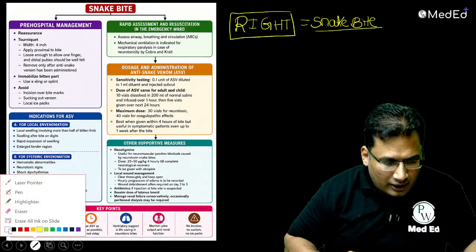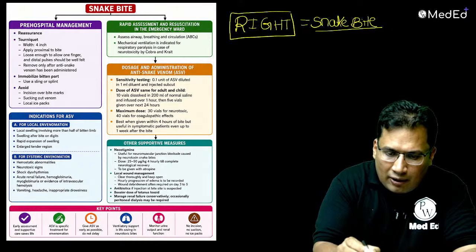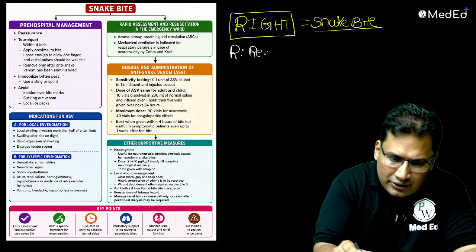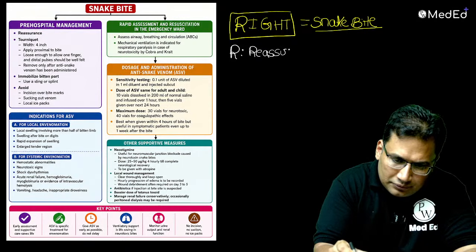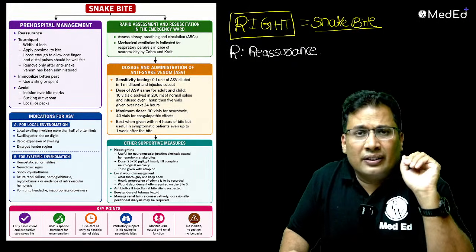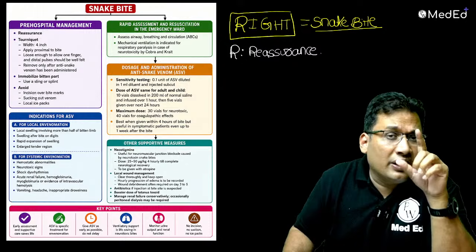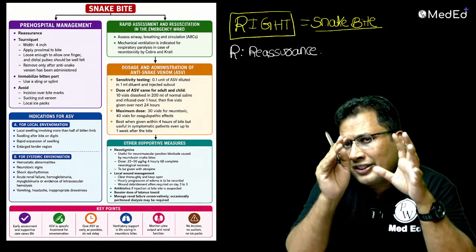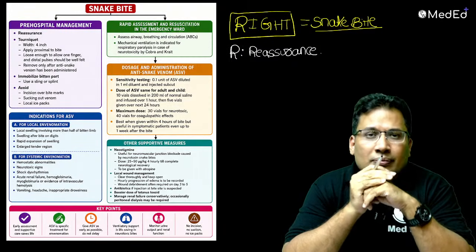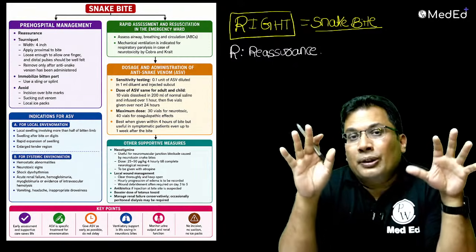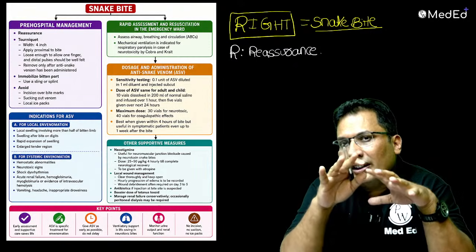R for reassurance. One of the commonest causes of death in case of snake bite is fear. The fear induced cardiac arrest and death. So the first step is reassure the patient. Patient को समझाना and you need to calm the patient. Why? To prevent the sudden death.